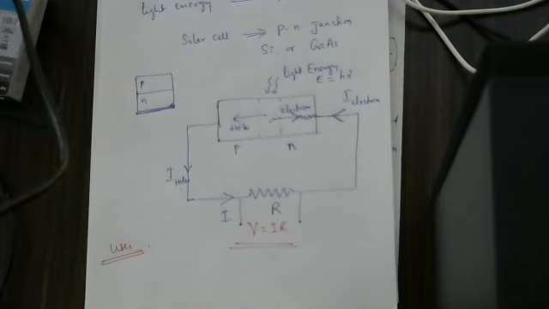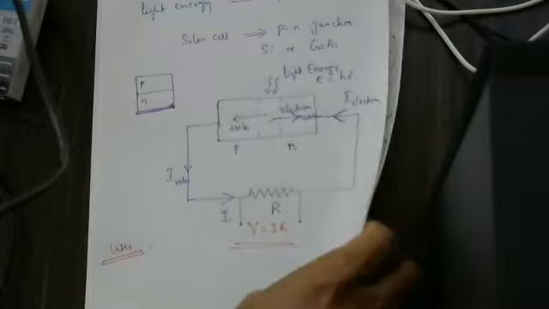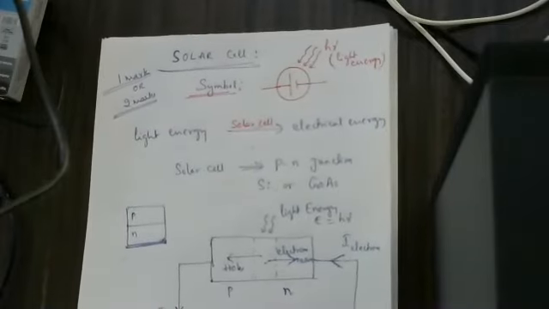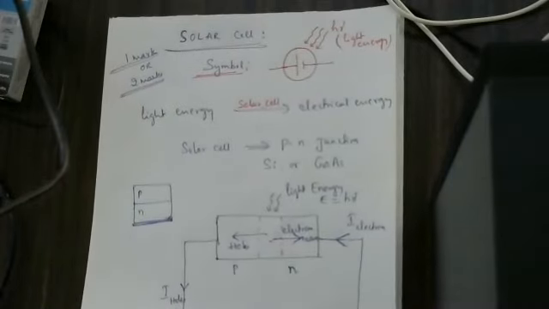Okay, go through all the things. Today I have covered all the concepts present in your electronics syllabus. Very easy, 10 to 12 marks you can easily secure in all these concepts.